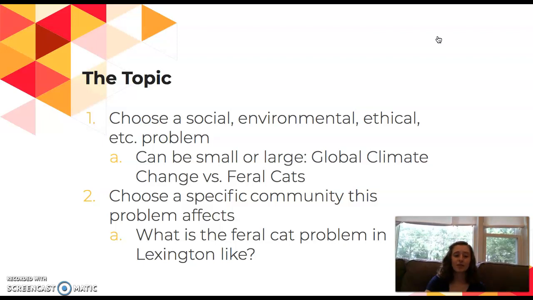And then, second, really important, you're choosing a specific community that this problem affects. So for global climate change, I put an example on the syllabus that you might want to check out, that you can look at how it maybe specifically affects indigenous communities, how it specifically affects Americans versus Europeans. That might be a little broad of a topic, but you get the idea. For feral cats, you might look at what's the feral cat problem like in Lexington. And that'll give you opportunities to maybe even connect with the local community a little bit.